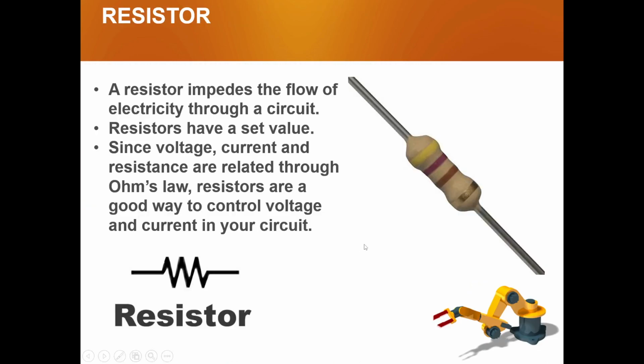Okay, so the first component that we'll be covering is the resistor. A resistor impedes the flow of electricity through a circuit. Impedes means reduces, or you can also say it controls the electricity current flow through the circuit. Circuit means through the wire. Okay, so resistors have a set value.